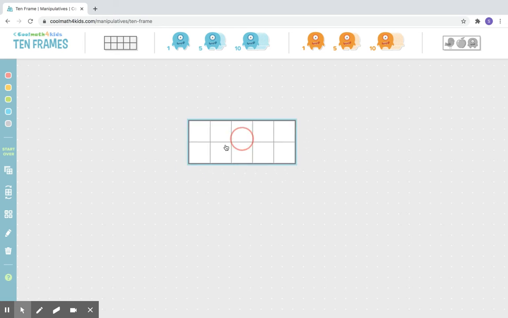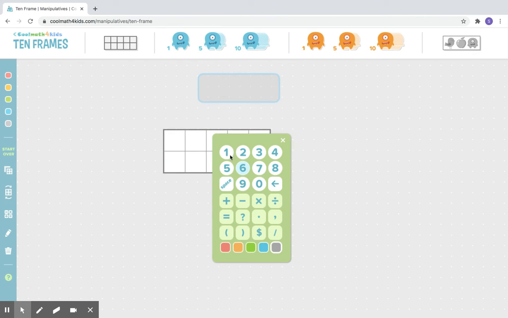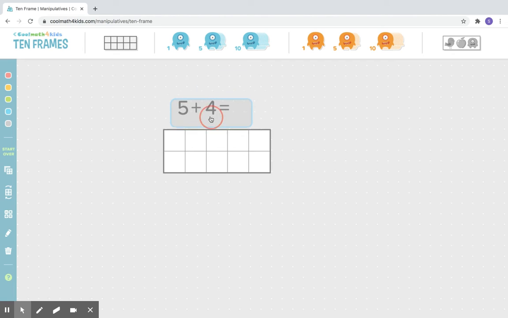They can move it around the board and place it wherever they'd like. Over here provides a bunch of options. So the students would come click the keypad and they can write out the problem that they were given to solve and can see it virtually as well. So maybe they were given the problem 5 plus 4 is equal to, and they need to solve for this problem.